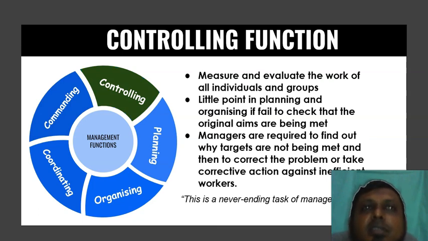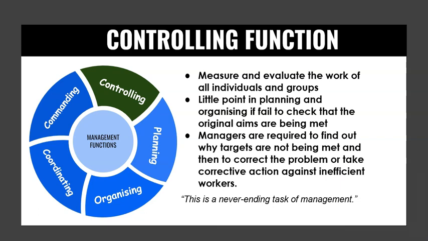Out of the 5 functions I have mentioned, the 5th function here is controlling. This is a continuous, never-ending task of management. This is the function of management where they measure and evaluate the work of all individuals and groups. It is important to find out who is being effective or who is inefficient in performing tasks. There is little point in planning and organizing if they fail to check that the original aims are being met. Managers are required to find out why targets are not being met and then to correct the problem or take corrective action against inefficient workers.